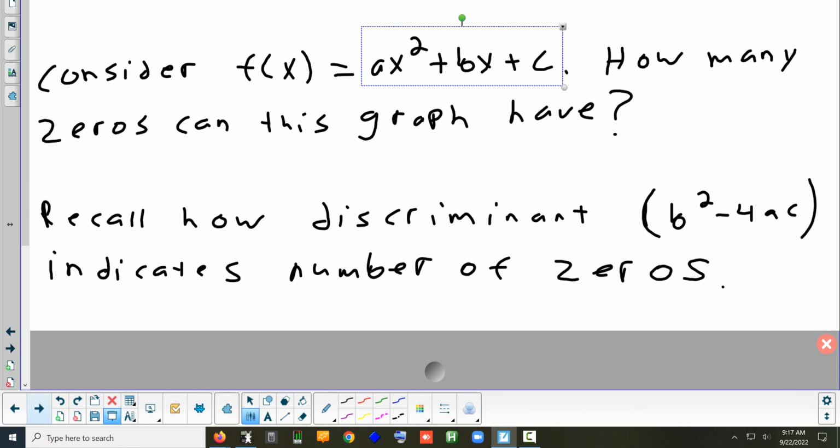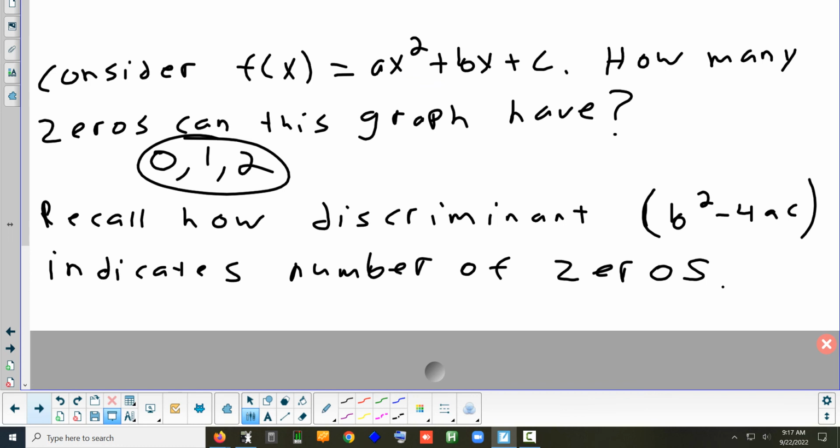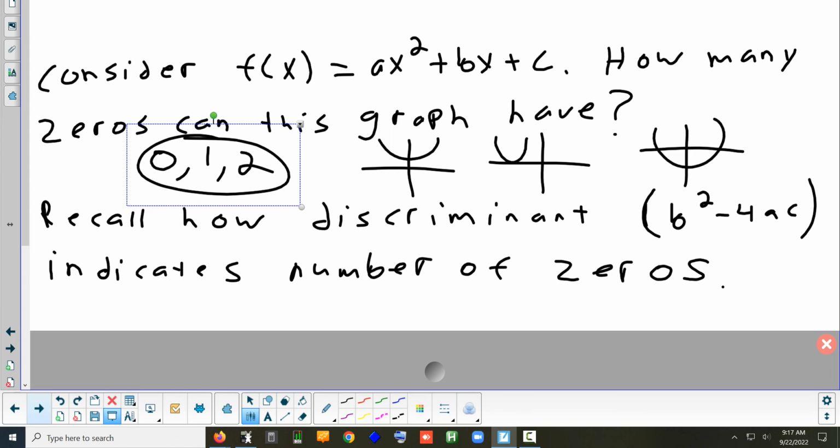So we talked about a quick way that you can tell how many times it crosses. I think this was at the end of section 1.5, so not Wednesday's lesson, but Tuesday. You check b squared minus 4ac. If it comes out greater than 0, it crosses twice. If it comes out less than 0, it doesn't cross at all. And if it comes out equal to 0, it crosses once. So the 0 crossings could look like that. 1 could look something like this. And 2 could look like that.